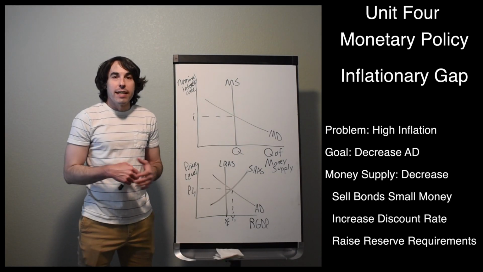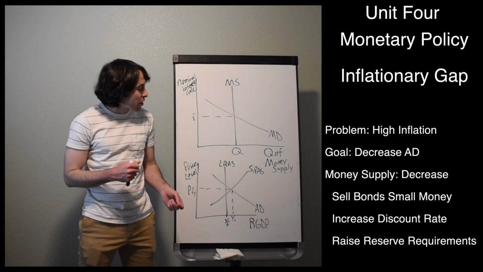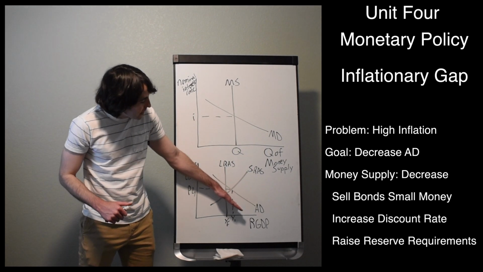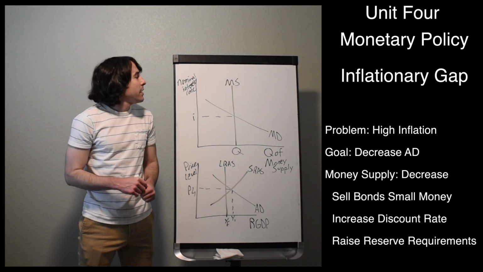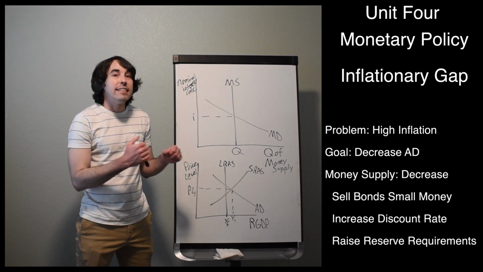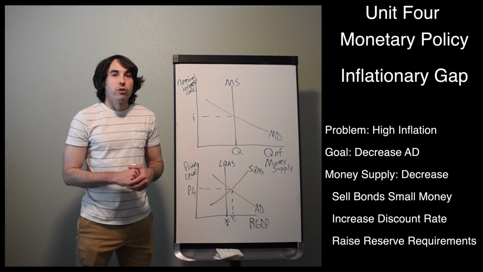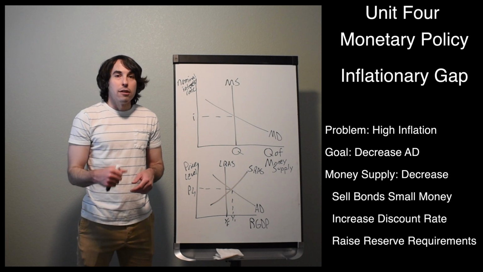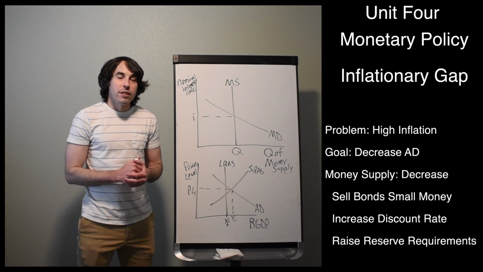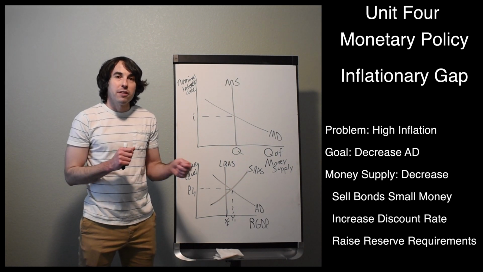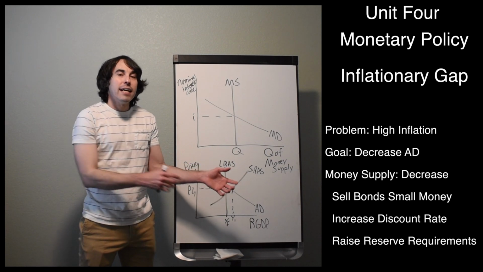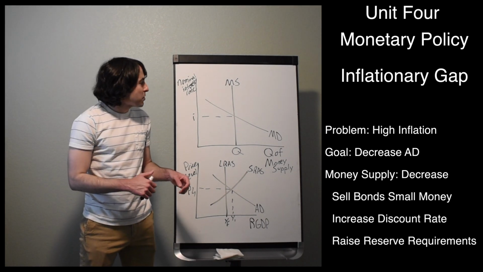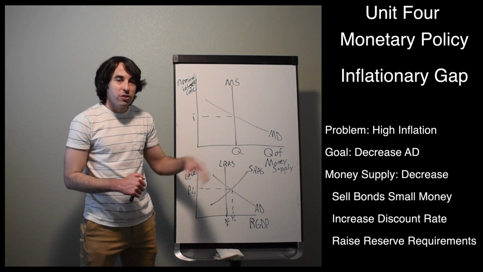In an inflationary gap, our problem is high inflation. Prices are getting too high. So the goal of the Federal Reserve is to decrease aggregate demand and get people to spend less money. And so in order to do that, they're going to have to decrease the money supply. In order to do this, the Federal Reserve has three tools. The most likely thing the Fed will do is sell bonds, small money. Basically what they do is they go to banks, sell a piece of paper to them that says that the government owes them money, and take money out of those banks, and now that money can no longer be lent out. So sell bonds, small money, money supply decreases and shifts to the left.